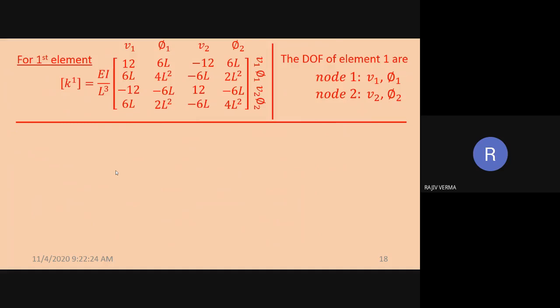Now, once the degrees of freedom and the stiffness matrices of both the elements have been calculated, the next step is the assembly step. Since the entire domain has 6 degrees of freedom, the global stiffness matrix is going to be a square matrix of size 6 by 6.